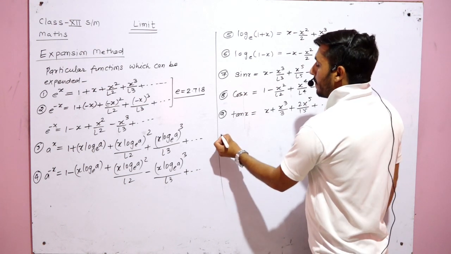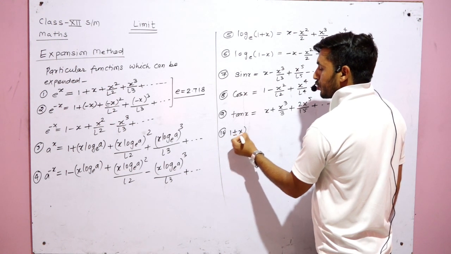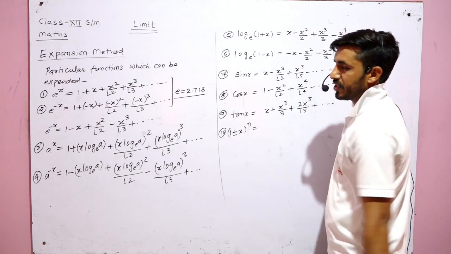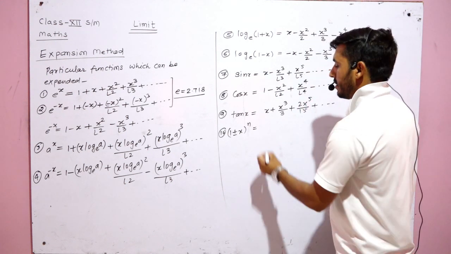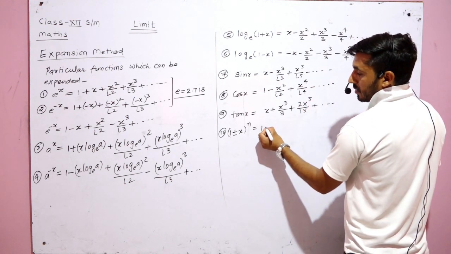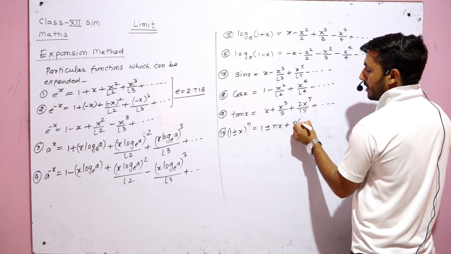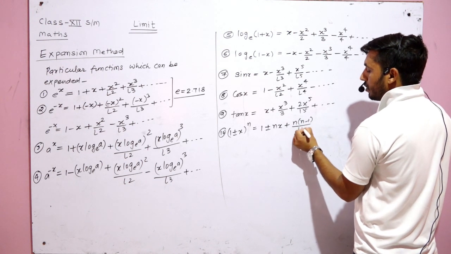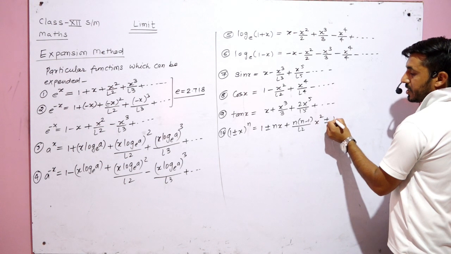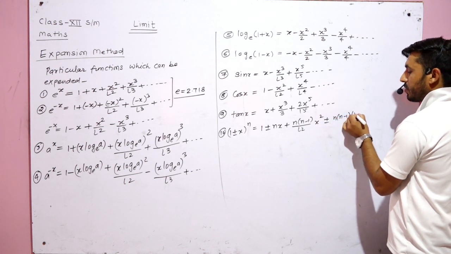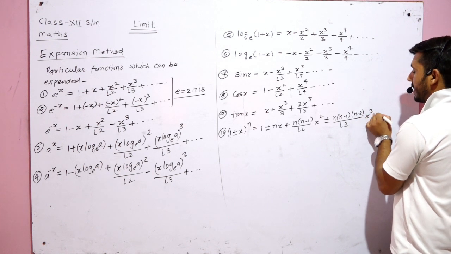Next expansion, 1 plus or minus x to power n, which is defined as the binomial expansion: 1 plus or minus nx plus n into n minus 1 upon factorial 2 x square plus or minus n into n minus 1 into n minus 2 upon factorial 3 x cube plus and so on.